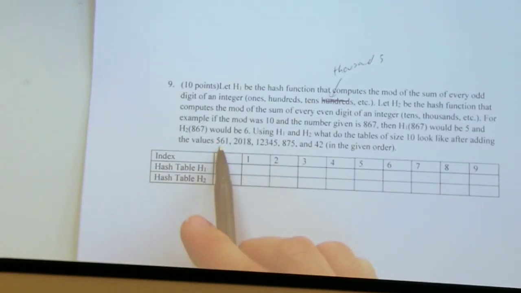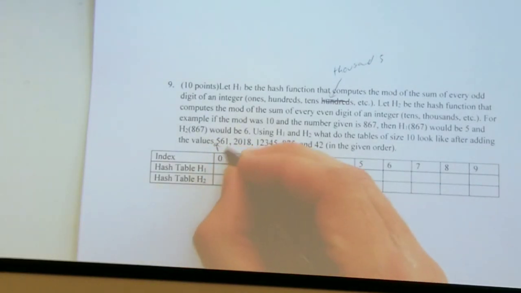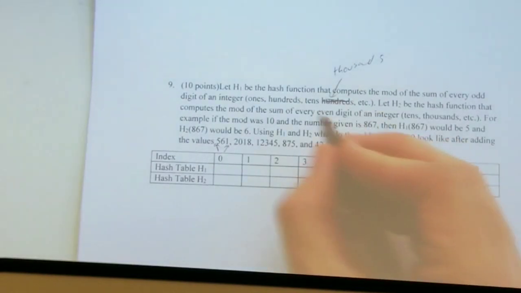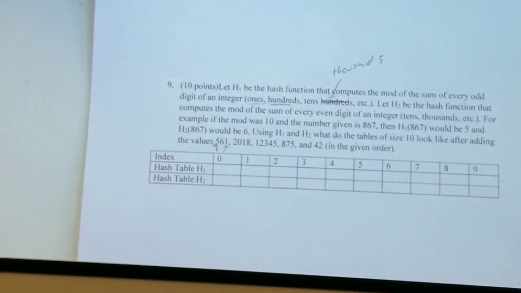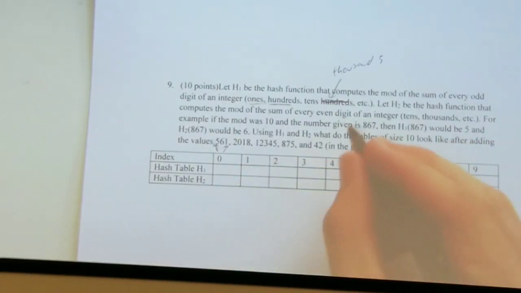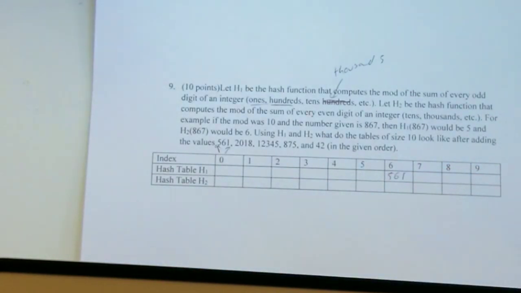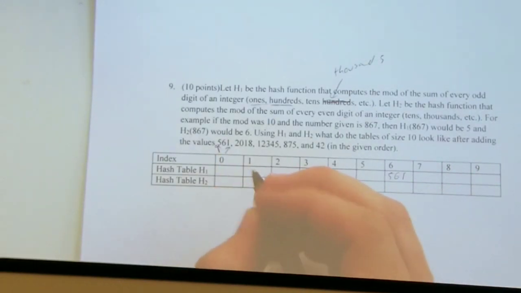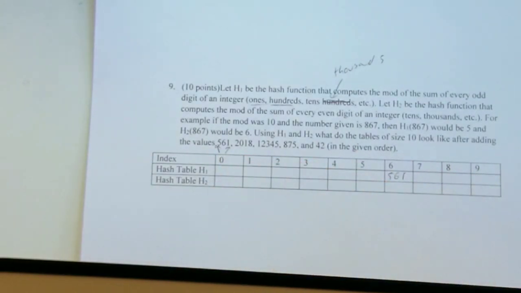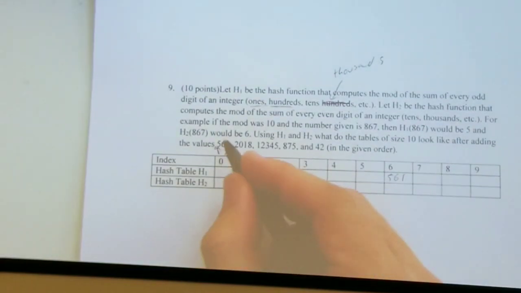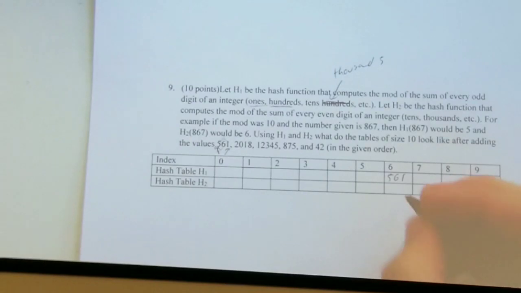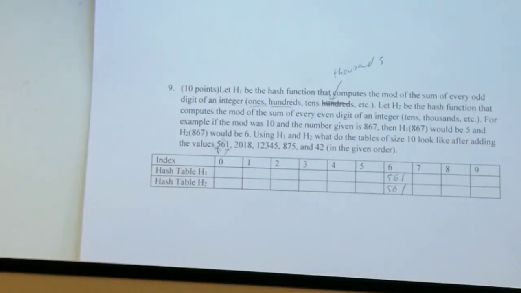So 561 is inserted first. What's its H1 value? It's going to be 5 plus 1, which is 6, because it does the ones place plus the hundreds place. Then 6 mod 10 is 6 as well. So we insert it into H1 at position 6. Then we need to insert it into the second hash table as well. What's H2 going to return? 6, because 6 is the only even digit. So we move on by 10 at 6 again, and we insert it basically the same place, just in a different hash table.